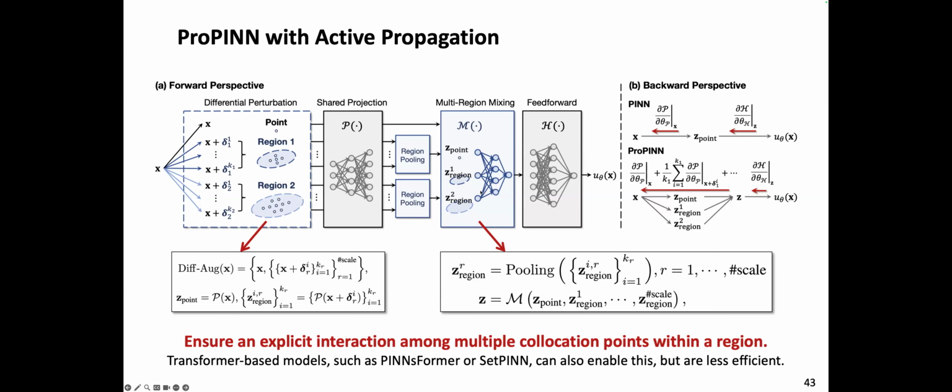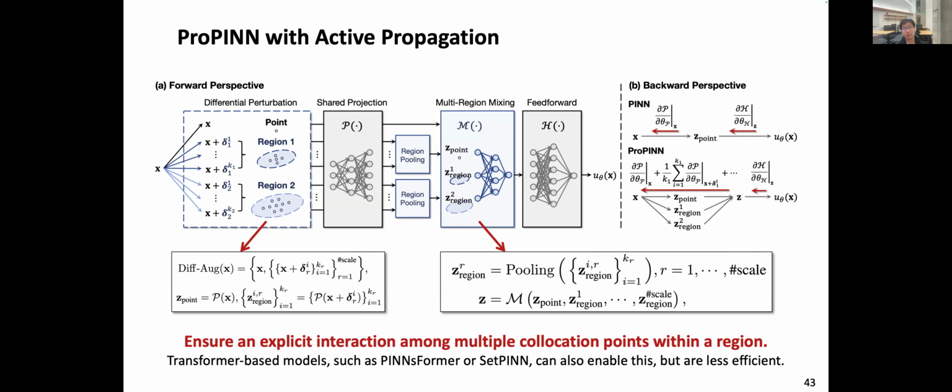So I also see that when you say differential perturbation, you say point, region 1, region 2. So each one has a different number of points, because for example... Yes, and they have different region sizes. Okay, so it's multi-scale. But when you feed it to your shared projection, to your MLP or whatever you're using in there, you can only process one point at a time, right?